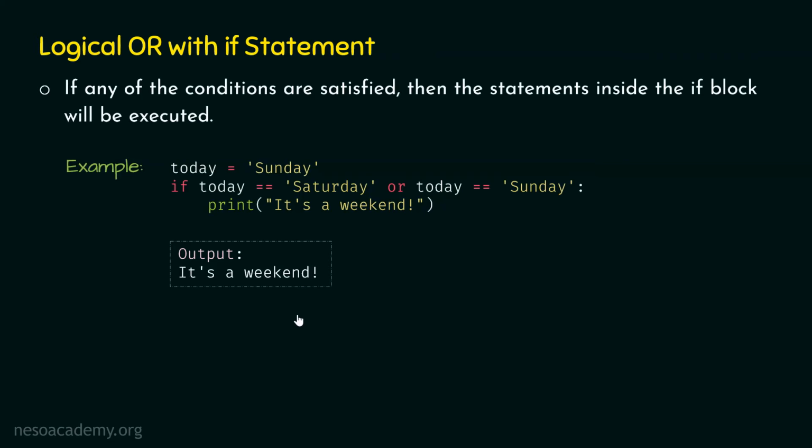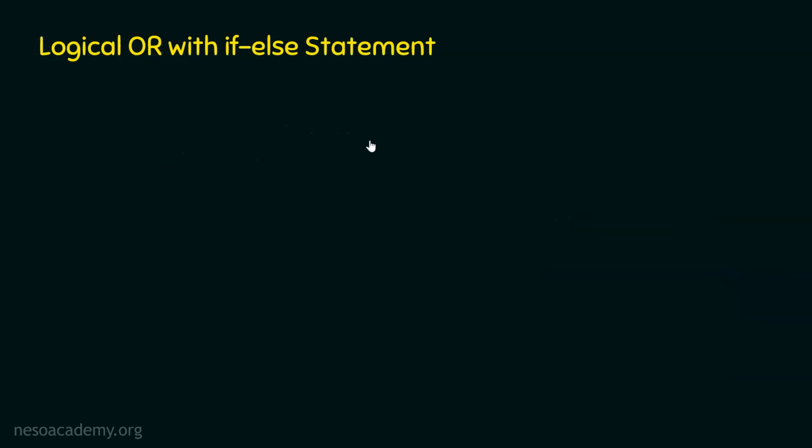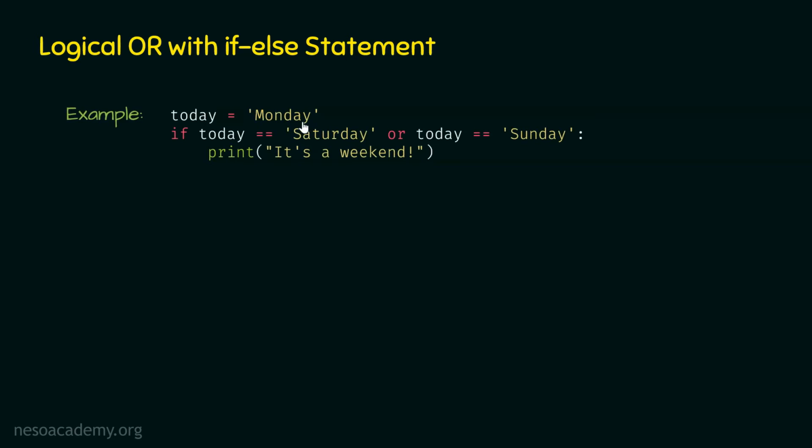Now let's move on to the next topic, that is logical OR with if-else statement. We have discussed the program where we were checking whether today is Saturday or Sunday. Now let's consider the same example. Here in place of Sunday, we now have Monday. Now we know that none of these conditions are satisfied. Therefore, this statement will not be printed. This means nothing will be printed.